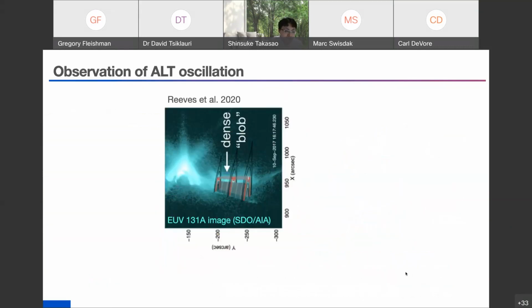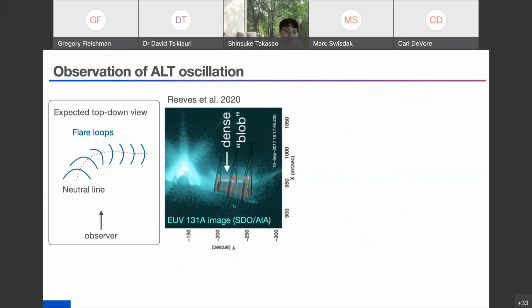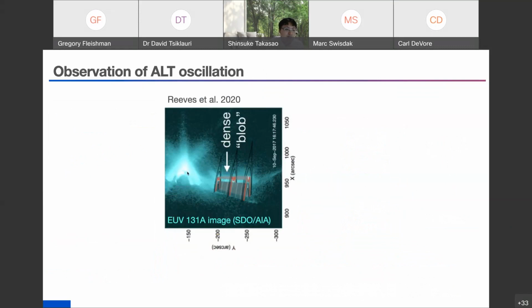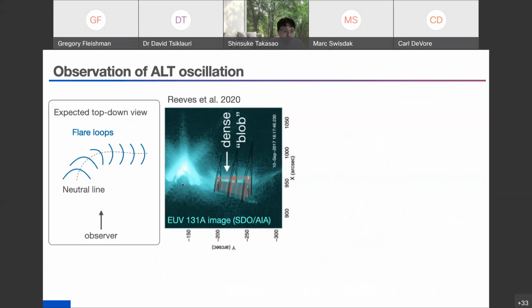And the observation suggests the presence of ALT oscillation. This is an observation done by Reeves et al. We have this flare showing a bit complicated flare loop structure. The expected top-down view would be like this. The flare loops would be something like this. And the ALT oscillation is observed in these regions. These loops correspond to this region.